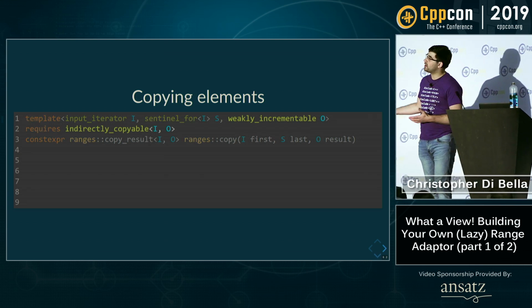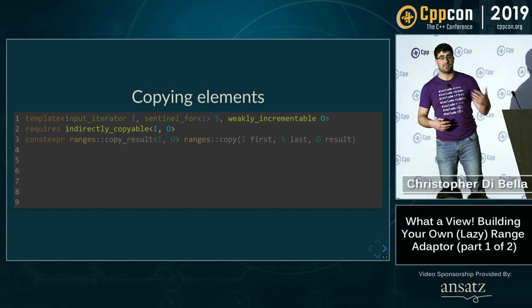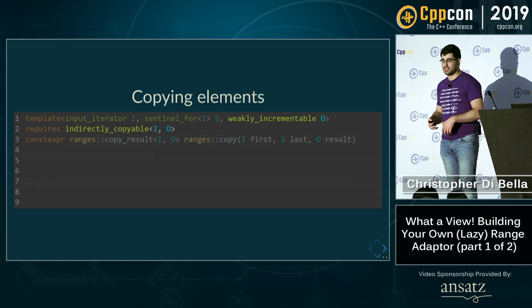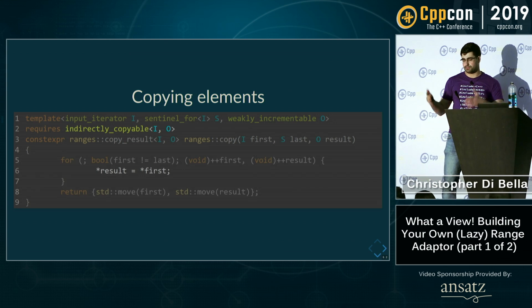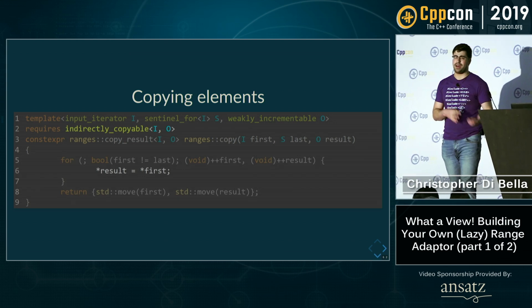This is an example of a writable algorithm. We have this thing called weakly incrementable, which means that we can basically just move to the next element. And indirectly copyable means that we can copy something from our input range into our output range.